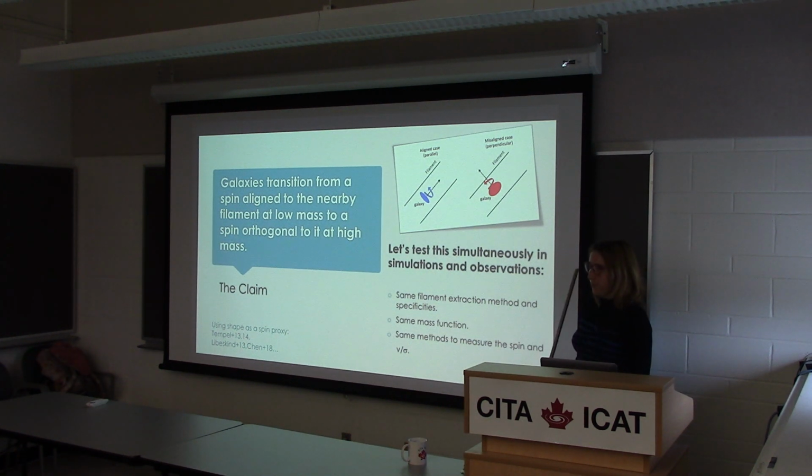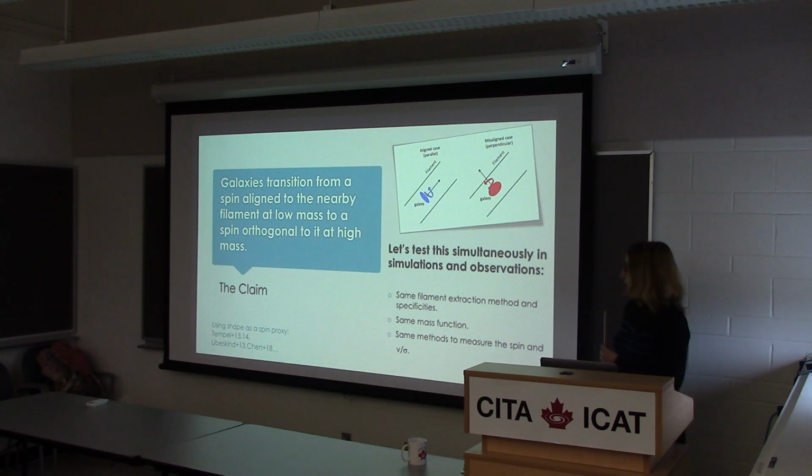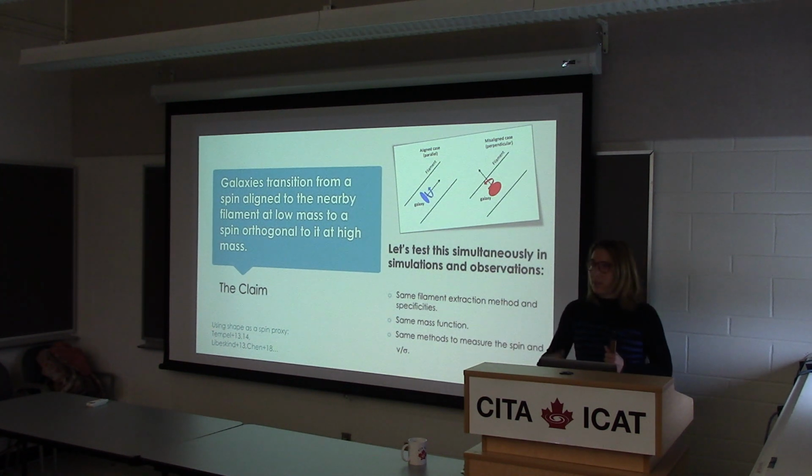and using similar methods to measure the spins, NV over sigma. The reason that motivated this study is that you apparently have a lot of conflicting claims in observations and simulation. And I wanted to know if that had to do with the way things are performed in different studies.